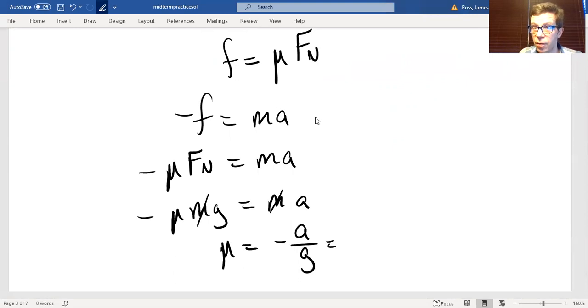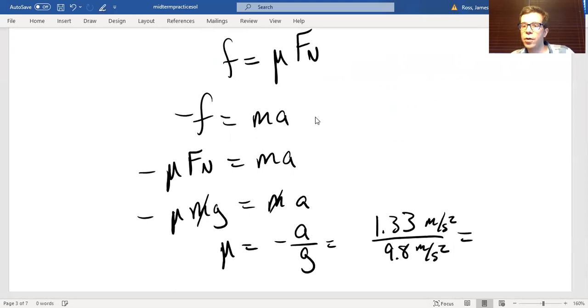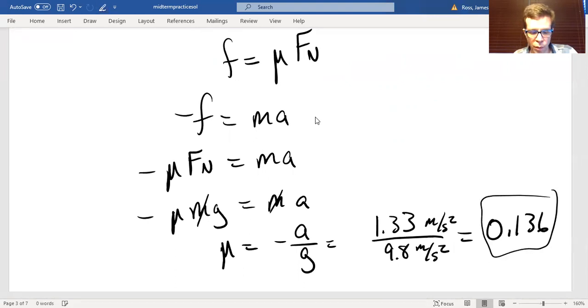A was negative 1.33, so it's 1.33. And our units cancel because it's the ratio of two forces. We already canceled the mass, so it looks like the ratio of two accelerations, but it's really the ratio of two forces. 1.33 divided by 9.8 gives us 0.136 for mu.